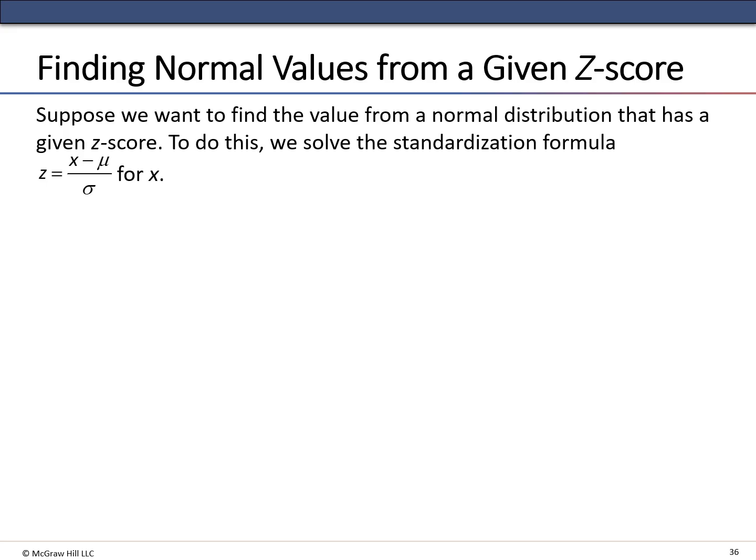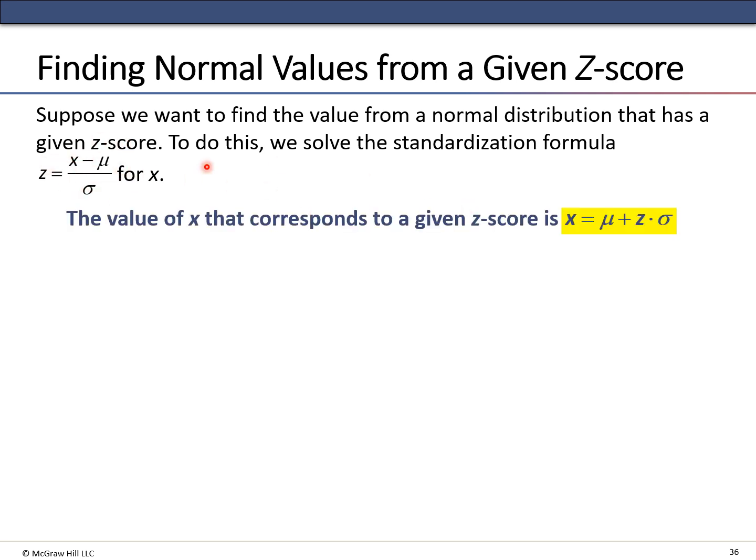Now suppose we want to find the value from a normal distribution that has a given z-score. So we're trying to, like in this case, find the data point that is exactly, let's say, 1.2 units below the mean, okay? So we can use the standardization formula to calculate z given an x, and all we have to do, notice, is rewrite this equation. So we want to solve this equation for x.